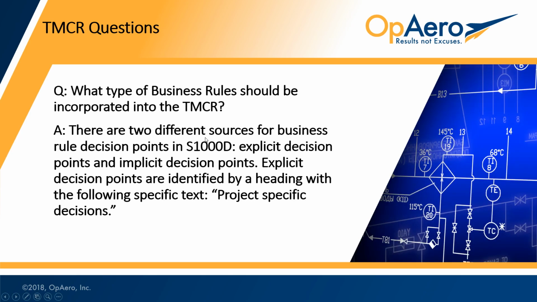What type of business rules should be incorporated in the TMCR? Now, this would take a little bit of time if it's not an already established IETM program of record. So if you're a new program management team and you're trying to acquire your first IETM, there's some national contract stuff that has business rules that's already complete. But if you're project specific and you want to include some business rules, this is where it takes a little bit of time. So there's two different sources for business rule decision points in the S1000D spec itself: explicit and implicit, and we'll talk a little bit about those here.